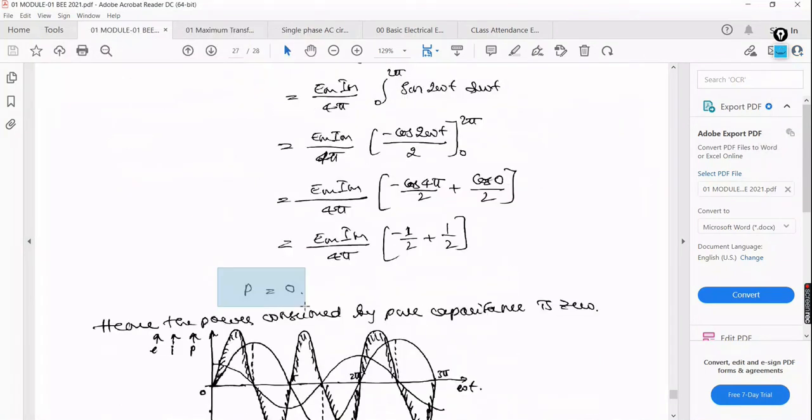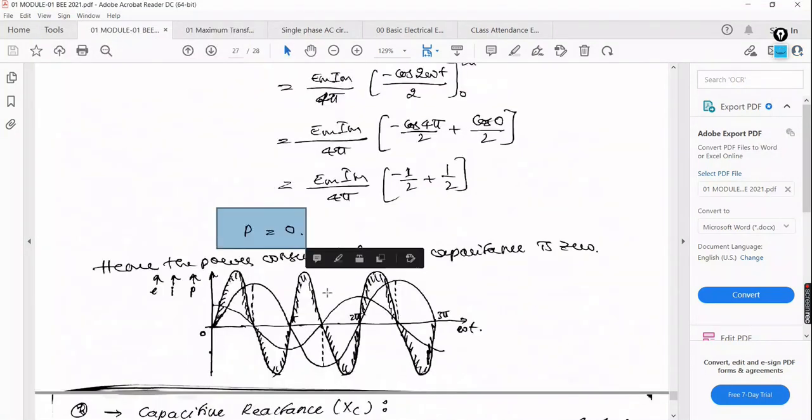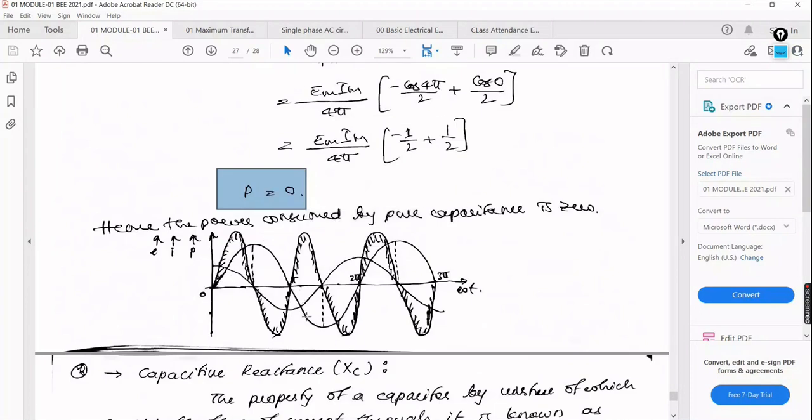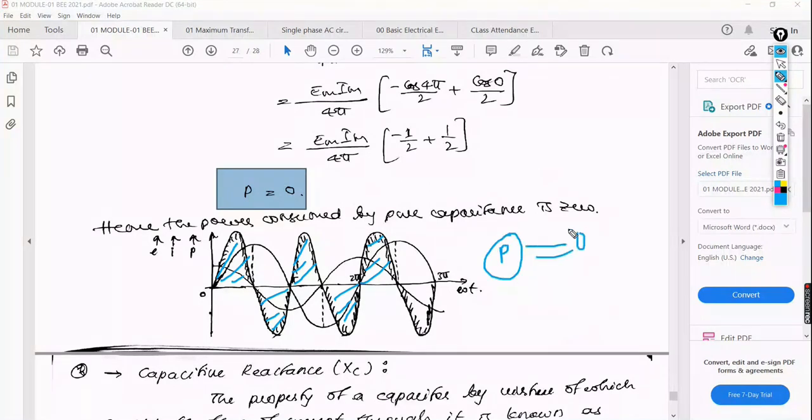Okay, what is happening with respect to that? You have to draw the current waveform, then the voltage waveform, then the power waveform. Both are opposite to each other, so in the power diagram these two will get cancelled, because one is positive and the other negative. What is the power? It is equal to 0. The power will get cancelled.